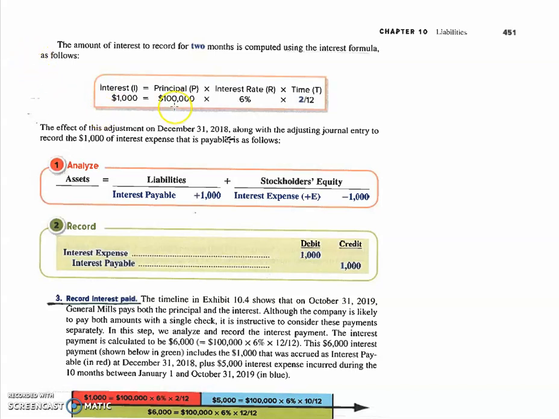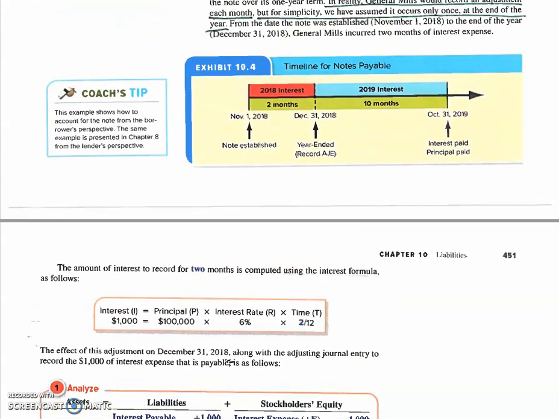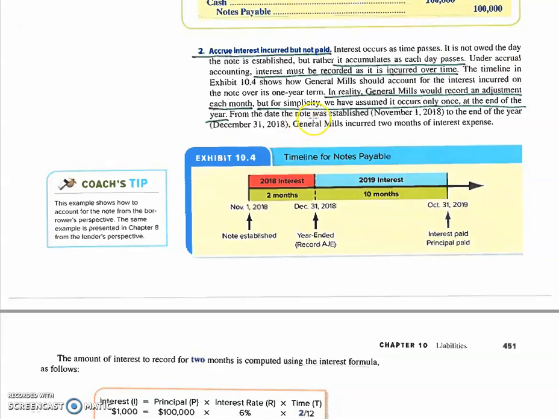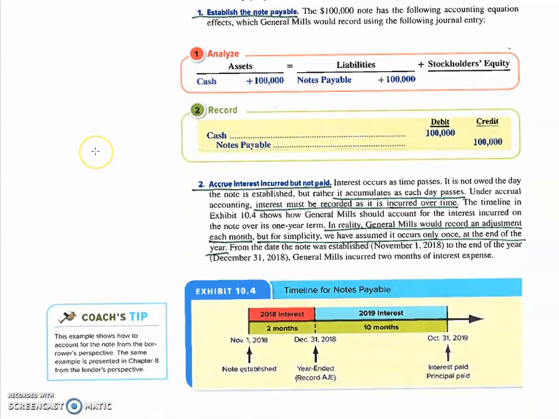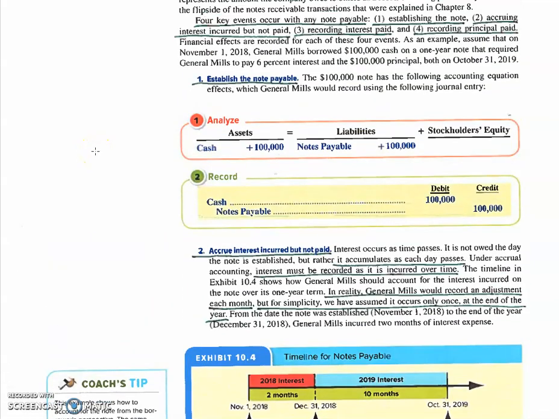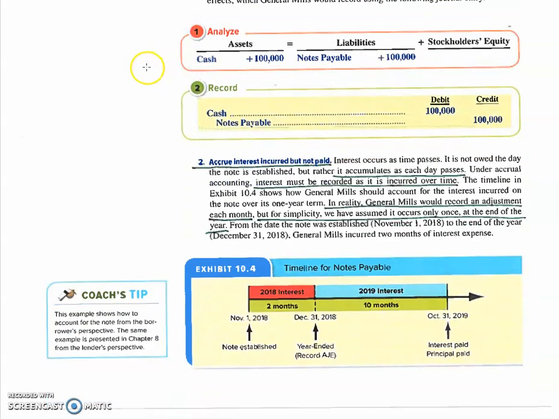So we borrowed $100,000 at 6% interest. Let's find it right here. On October 31st, and so at year end, we had accrued 2 months worth of interest. So that would be $100,000 times 6% times 2/12. So that would be $1,000.